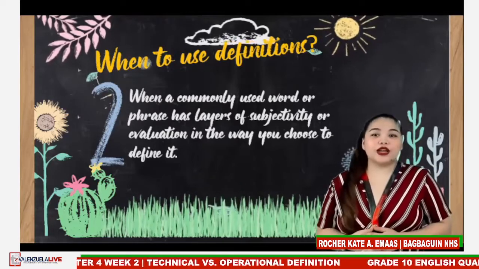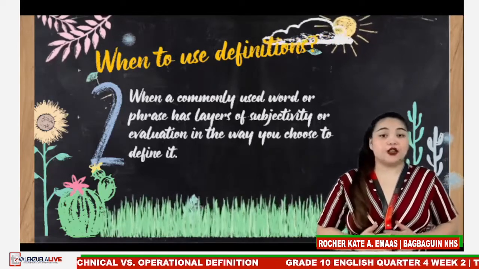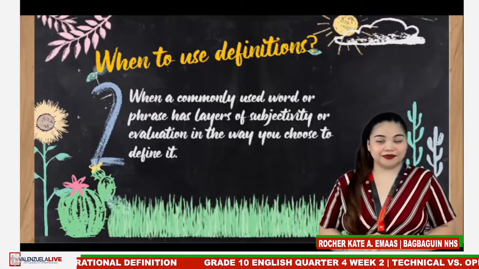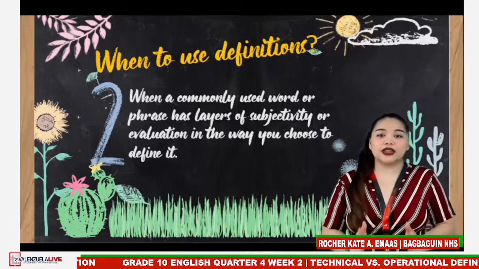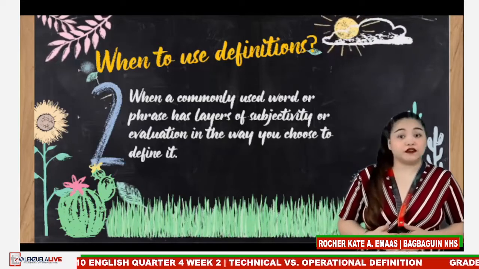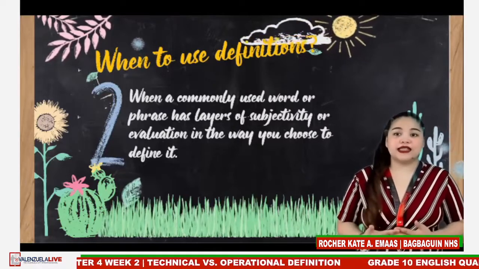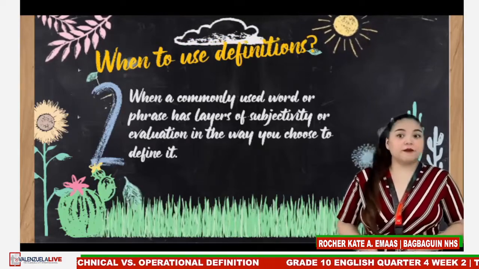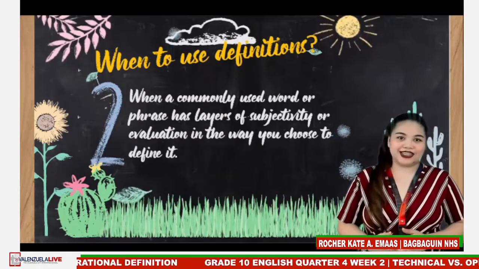Number two, when a commonly used word or phrase has layers of subjectivity or evaluation in the way you choose to define it. Giving correct and precise definition is critical when a commonly used word is incorporated in your piece of writing. This is because our personal understanding influences our definition of a word. Therefore, seeking the definition suited in context for the word is a must.